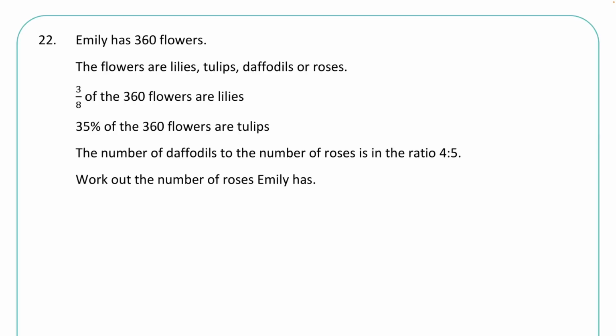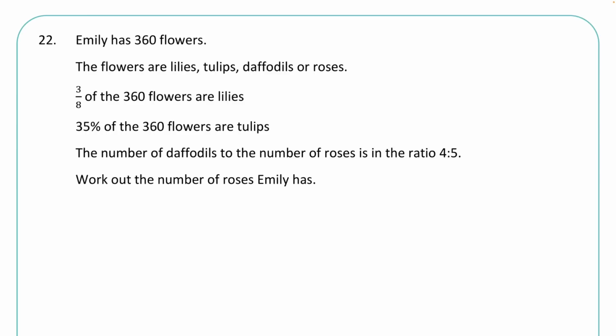So it says Emily has 360 flowers. The flowers are lilies, tulips, daffodils, or roses. 3/8 of the 360 flowers are lilies, 35% of the 360 flowers are tulips, and the number of daffodils to the number of roses is in the ratio 4:5. Work out the number of roses Emily has.